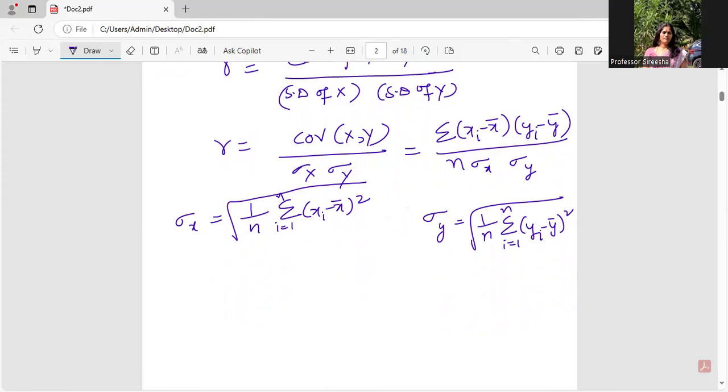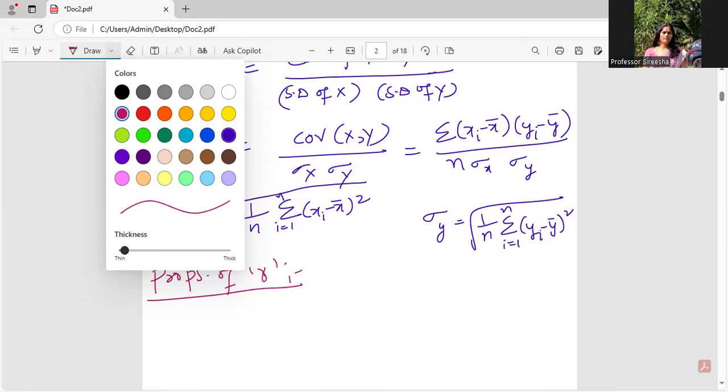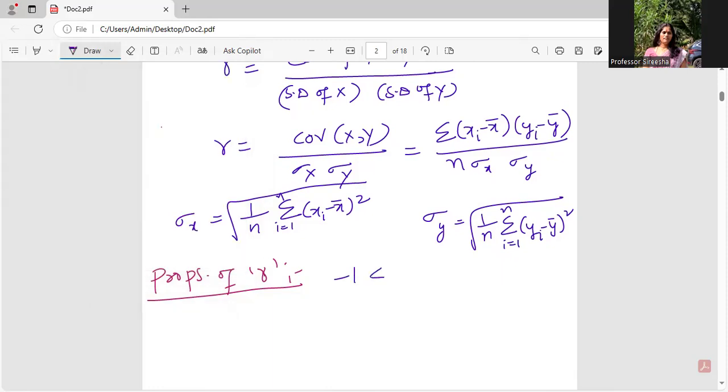Otherwise, let me first do the properties of correlation, then talk about a problem. Okay. Properties of r, the correlation. What are the properties of r? First property is, everyone has to remember this: r value lies between -1 and +1. It cannot cross more than that. It can't be more than that. Especially the Spearman rank correlation and Karl Pearson coefficient cannot numerically exceed -1 and +1.